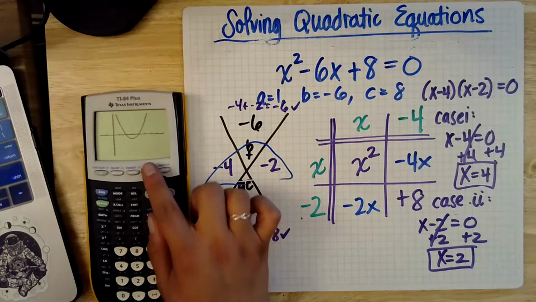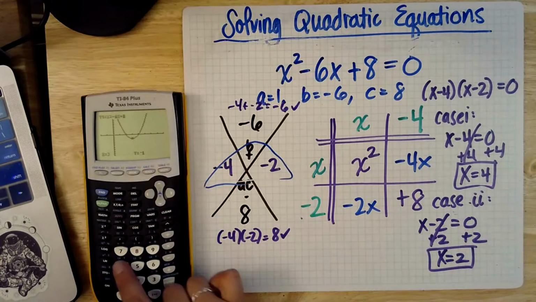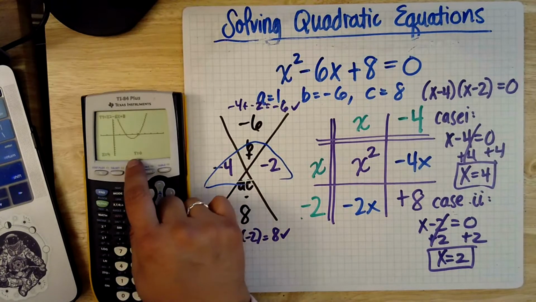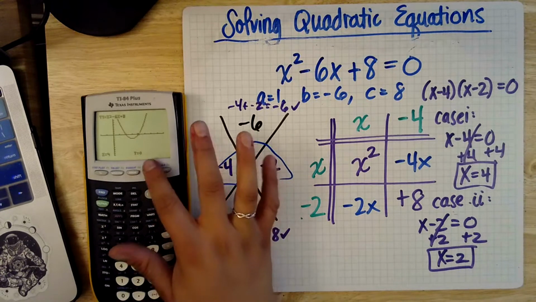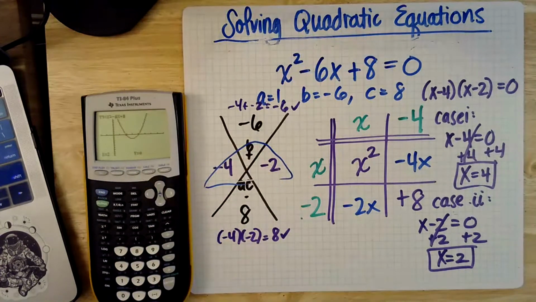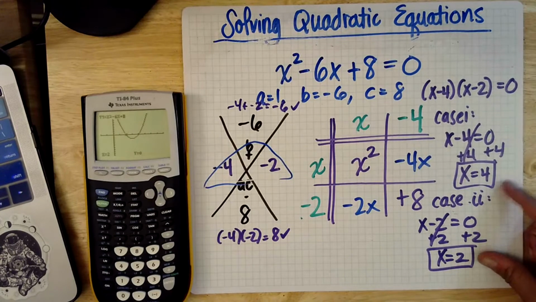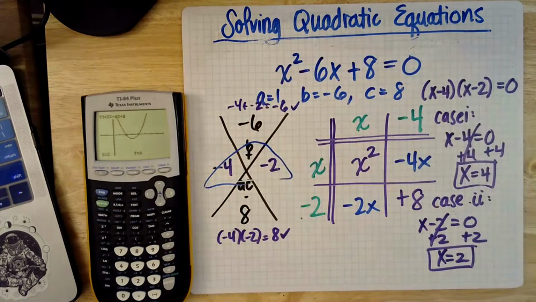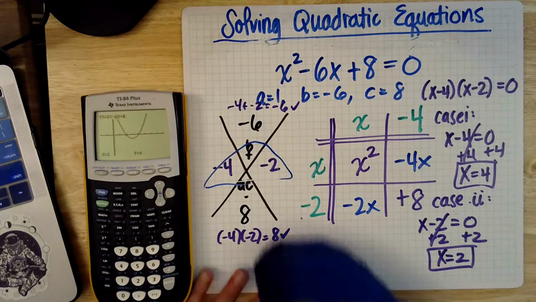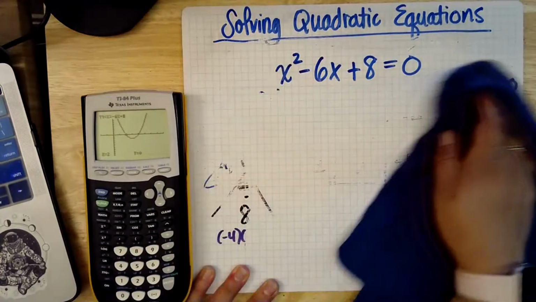So let's go ahead and trace, and I'm going to put 4. What is the value at 4? It's 0. Trace again. And what's the value at 2? It's 0. So my factoring did bring me those x-intercepts that give me the solutions to the quadratic. But I'm going to also showcase completing the square.